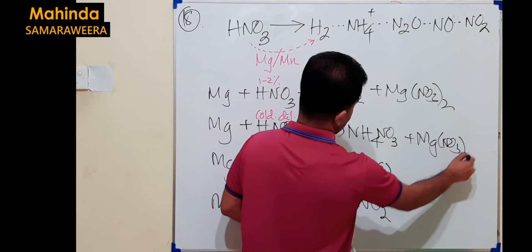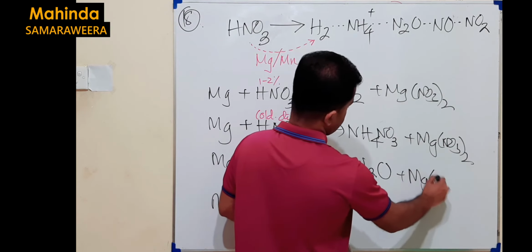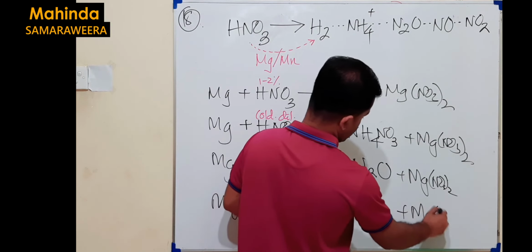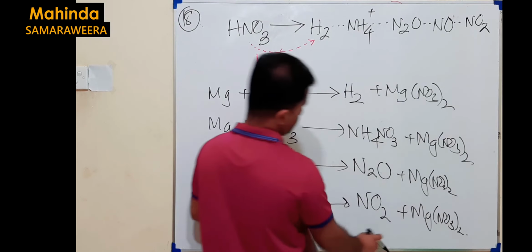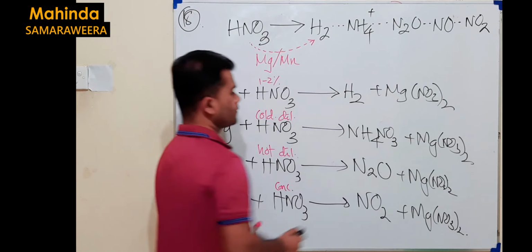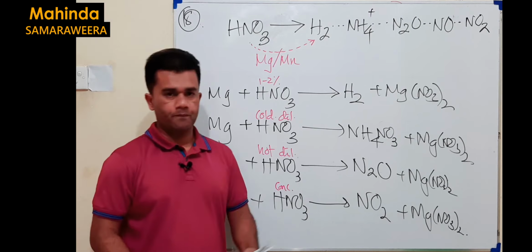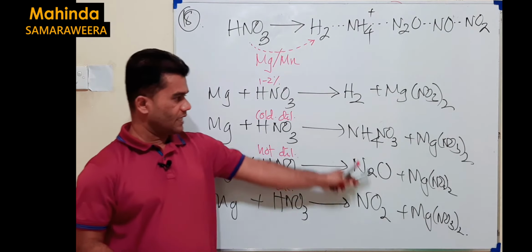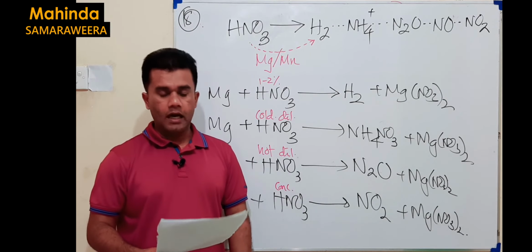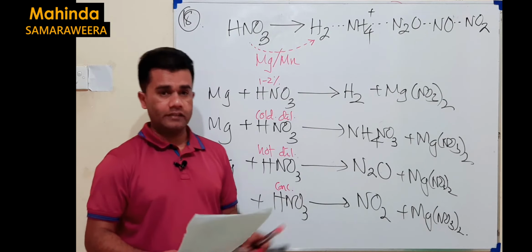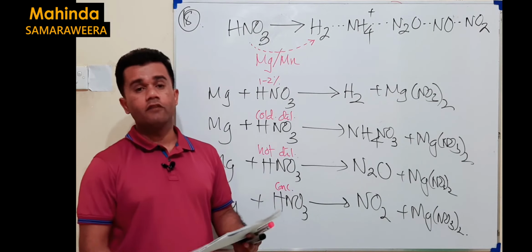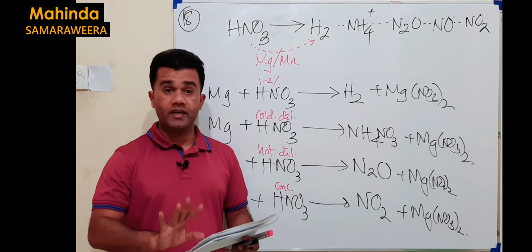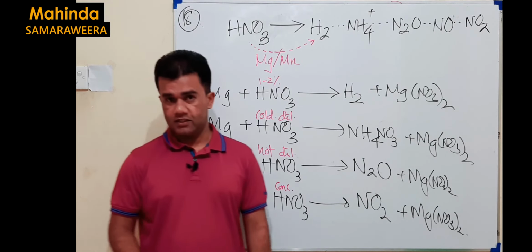Now we can see they give different products, 5 different products: 1, 2, 3, 4, 5. We get water also in these types of cases, right? But we have 5 different products. Other metals will not produce hydrogen easily. So other metals will not give 5 different products according to the concentration of nitric. Therefore, the most appropriate answer for this question should be magnesium.